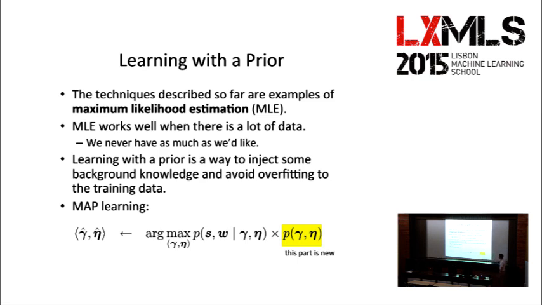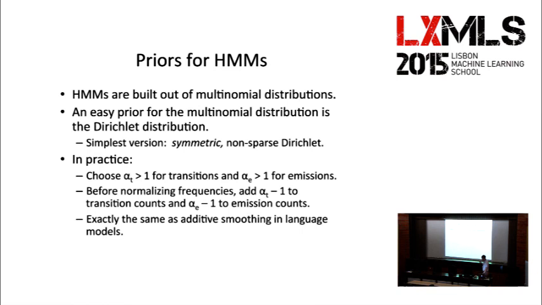Okay, so this part is new. This is what we're factoring in, this probability of the parameters. Very briefly, because HMMs are built out of these multinomial distributions, dice, the black and the red cubes, there's a very simple kind of prior you can put on these called a Dirichlet distribution. And the simplest version of a Dirichlet is a symmetric and non-sparse Dirichlet distribution.